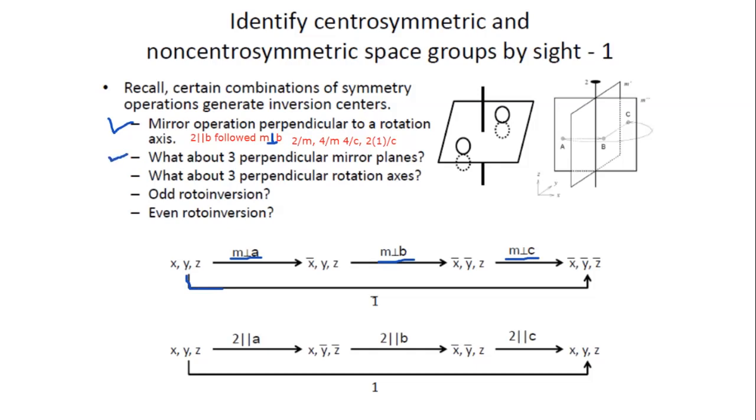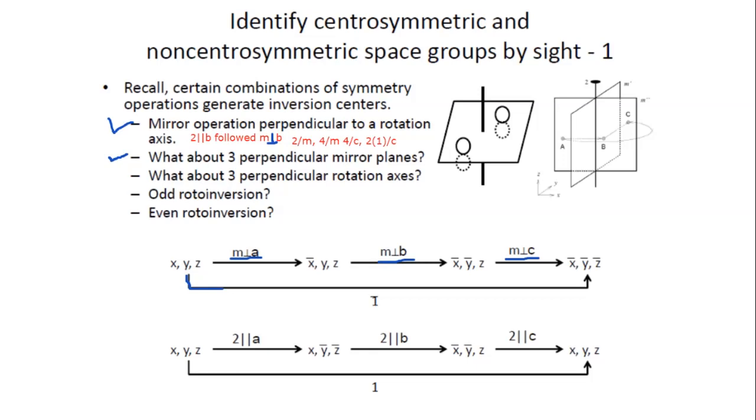Now these can be mirror planes and/or glide planes. If they're glide planes, the inversion center will not be on the origin. If they're all mirror planes, then the inversion center will be on the origin. So whether it's a glide plane or a mirror plane, as long as you have 3 perpendicular mirror/glide planes, you're going to have an inversion center. So you automatically know they're centrosymmetric.